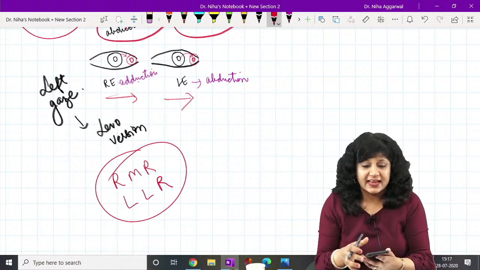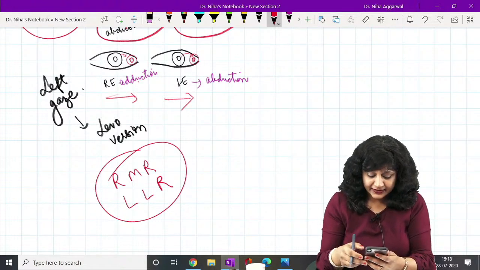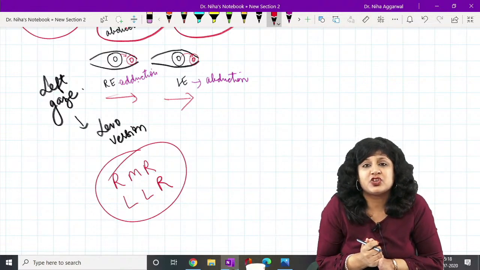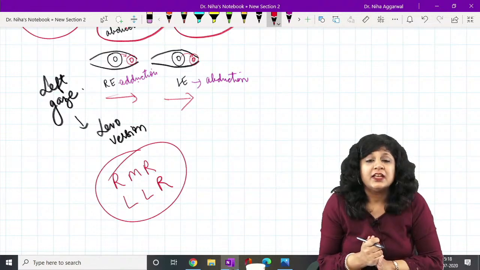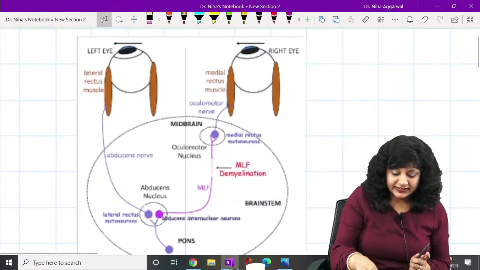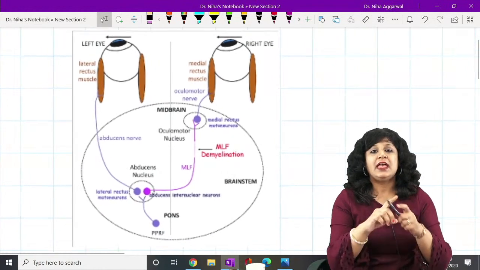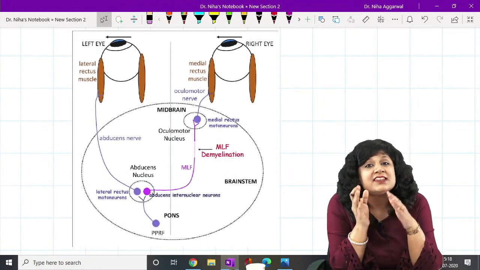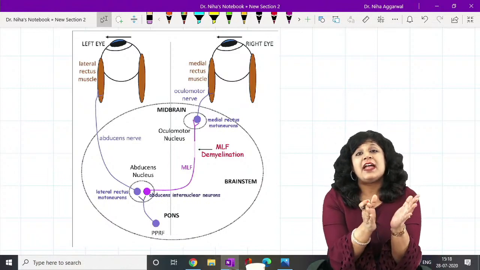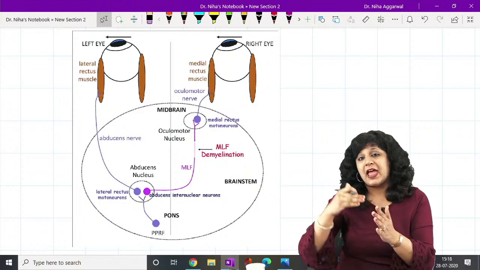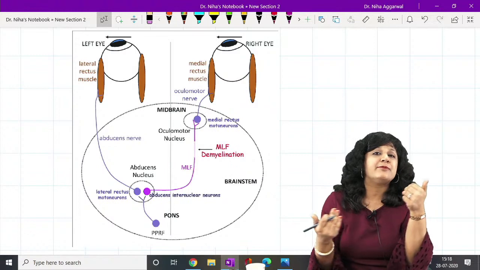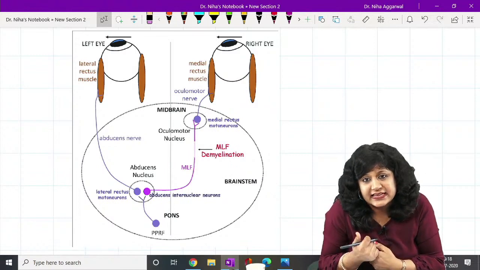What do you mean by gaze, what are these movements, and what are the yoke muscles used in this? Now we will try to understand how these muscles are connected with each other and why we get this yoke muscle contraction. Why is it possible that the lateral rectus of one eye and the medial rectus of the other eye are able to contract simultaneously?